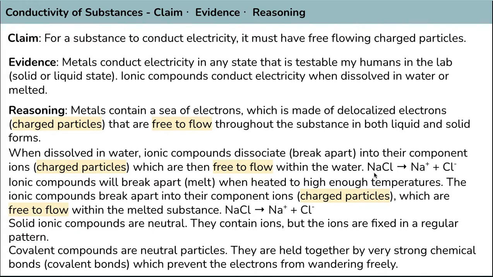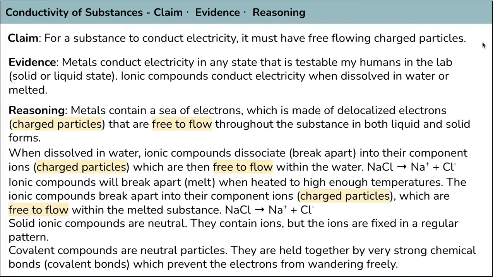Those electrons are essentially locked between those two atoms. They can't wander around freely within the molecule, and those electrons being shared holds that whole molecule together. So covalent compounds will be neutral, they will never dissociate, and even when they melt, they remain whole neutral molecules.